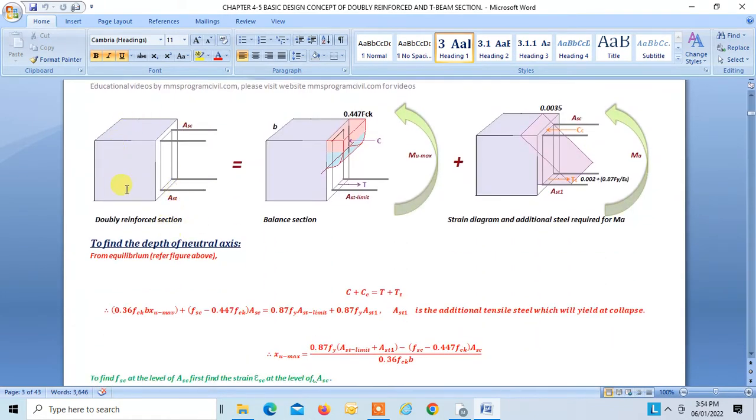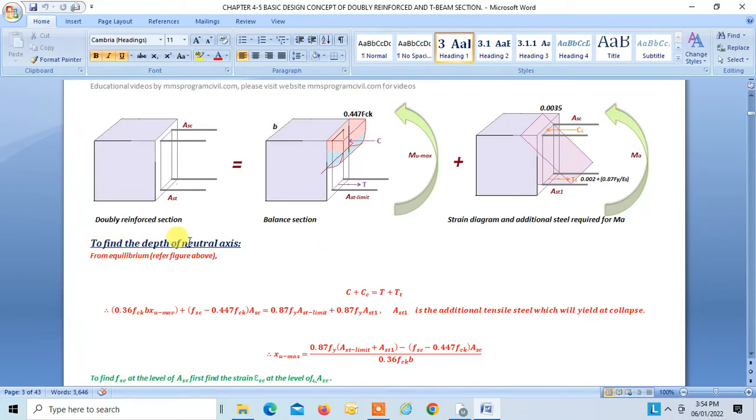This is your doubly reinforced beam. This is your balanced section, and this is the additional steel that you have to provide to resist the additional moment Ma, and this is the compression steel that you have to provide for the internal equilibrium, to satisfy the internal equilibrium.